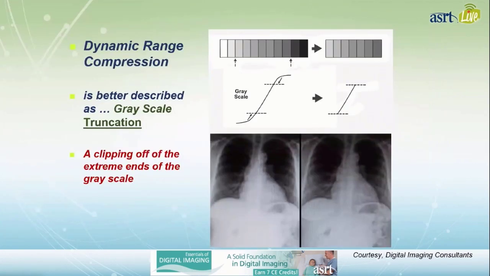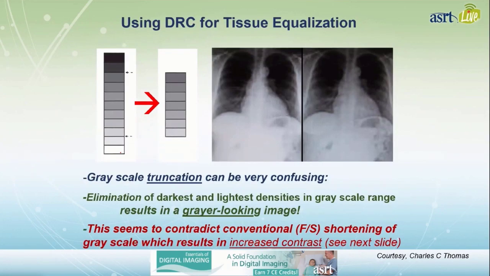Now, this can get a little confusing, so let me spend a few minutes, and I hope these illustrations are helpful to you. Dynamic range compression, we might better think of it as truncation, in other words, a cutting off or a clipping off of the extreme ends of the grayscale. So this S curve you see at the top of the diagram, what we're going to do is clip off the blacks and the whites. The result in the chest you see below is going to be on the right, that you have a grayer looking image, which actually isn't that pretty, but frequently can have better visualization of details.